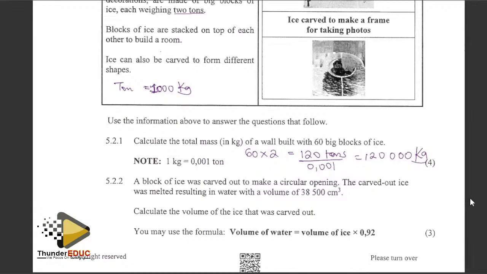We are saying 1 ton is equivalent to 1,000 kilograms. So if 60 were used, 2 tons each, that means it's 2,000 kilograms. Multiply by 60, you end up having the same answer.